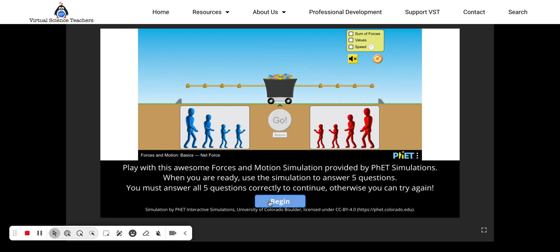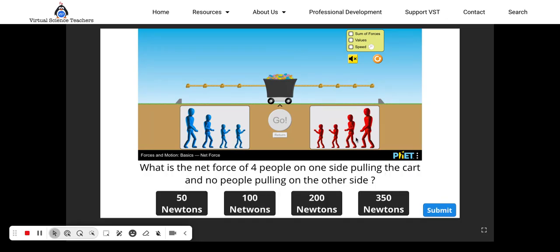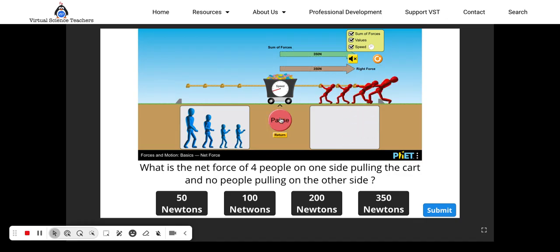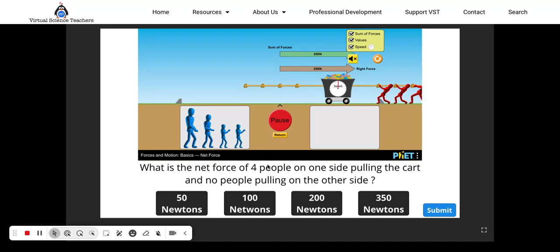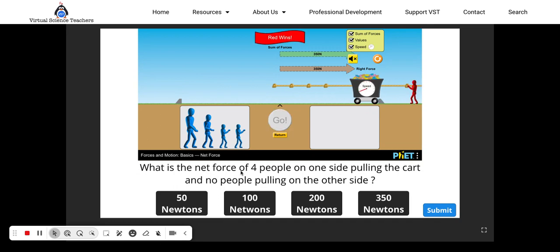So I would go ahead and begin because what it's going to give you is a scenario. And then you're going to want to move the people. So what is the net force of 4 people on one side pulling the cart and no people on the other side? So again, always click all the boxes. It said 4 people on one side. I'm just going to grab the red. You could easily do the blue instead. I'm going to put all my little men on this side. I'm going to press go. And it asked for what is the net force? And so that is going to be what these arrows are showing us, that net force.